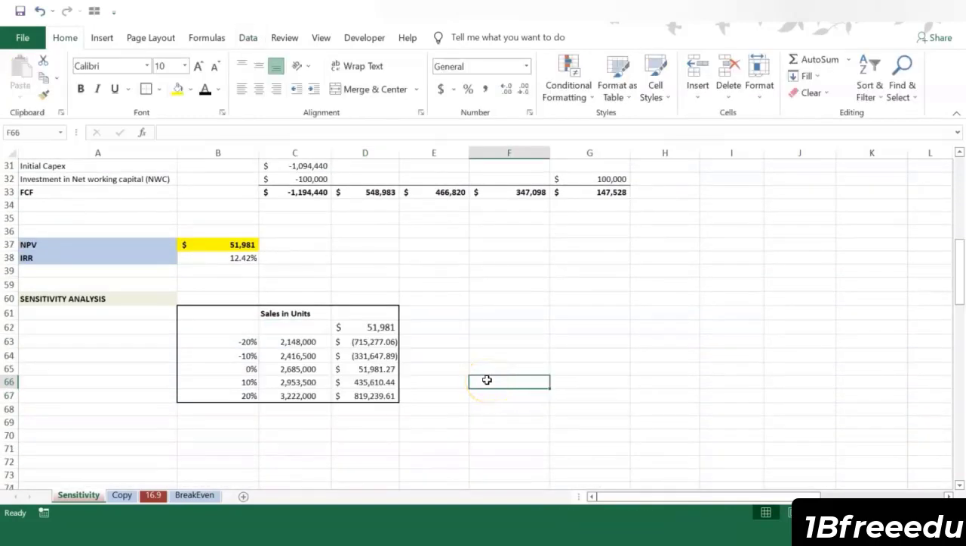We got our result, and you can see how our NPV would change if sales in units were lower or greater. A 10% decrease in sales in units would have a great impact on our NPV.